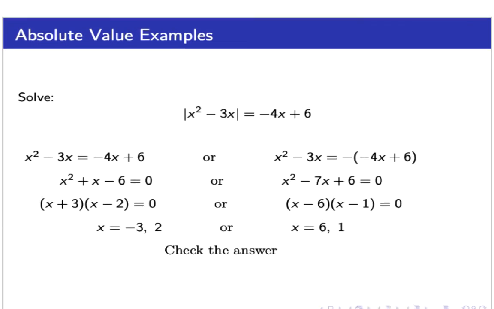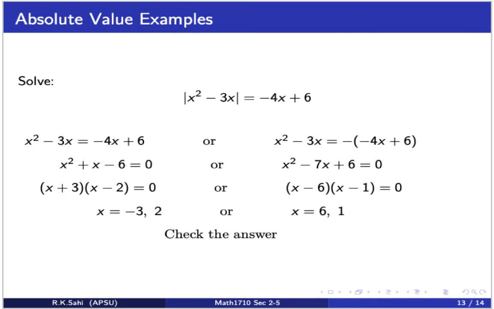Now this time we are going to increase the difficulty of the problem. Now we have the absolute value of x squared minus 3x equals minus 4x plus 6. Once again, remember guys, the formula is when the absolute value of x equals a, you basically take away the absolute value and write plus or minus a on the other side of the equation.